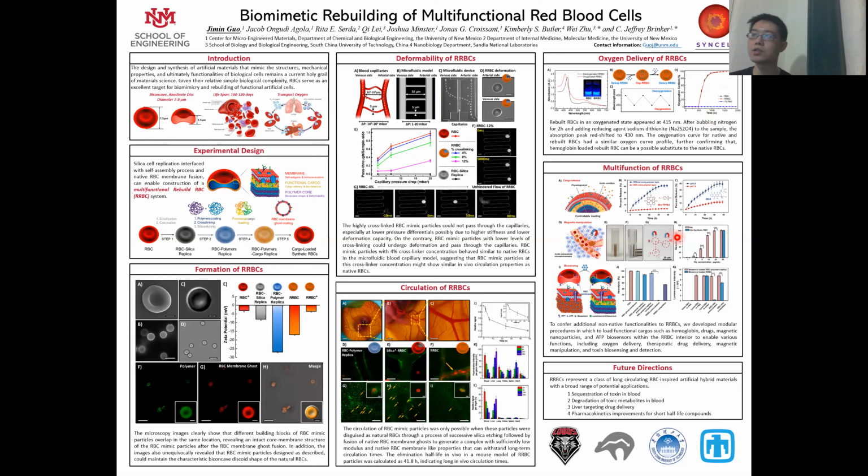Additionally, different cargoes such as TPPS, DOX, iron oxide nanoparticles, and biosensors could be loaded onto the red blood cell mimic particles to provide a broad range of potential applications such as MRI contrast, anti-cancer, and magnetic properties. So that is what we do here.